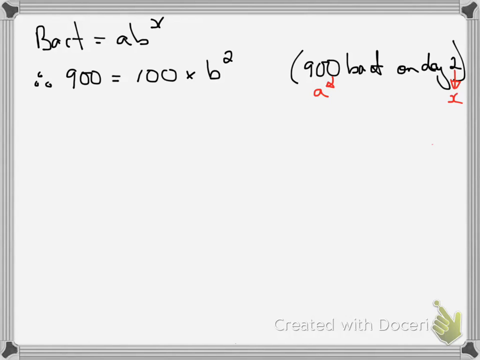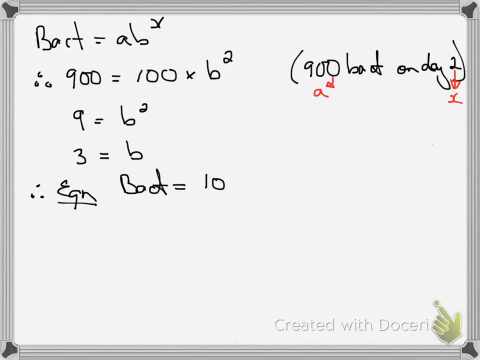Now, when we know that and we look at our equation, what we see is we can then say 9 equals B squared, because I have divided both sides by 100. Therefore, 3 must equal B, because I've taken the square root of both sides. Now you happen to know A, now you know the value of B, so therefore the equation is going to basically be bacteria equals 100 times 3 to the power of X. So then you now have that relationship between any of those for any day that you'd like.